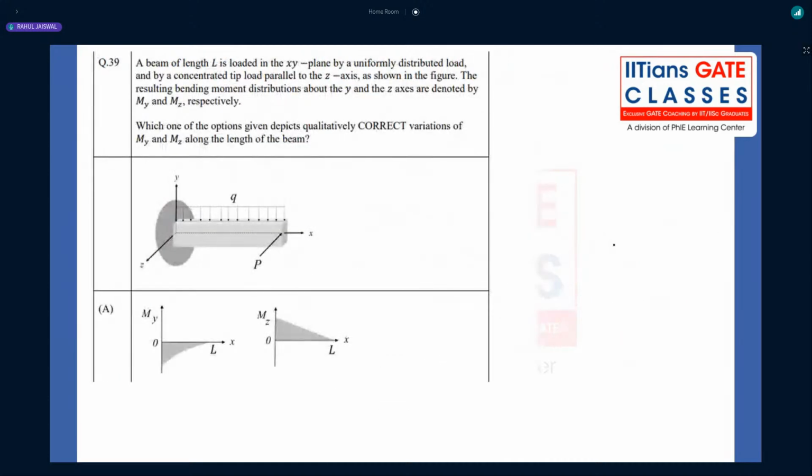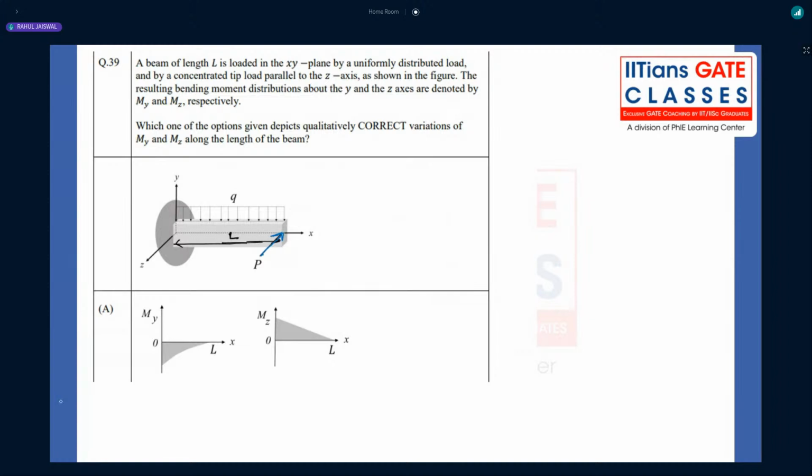Now when we move to the next question, in this particular question, what you can understand is that this is basically a beam of length L, which is loaded in the XY plane, and it is being applied with a uniformly distributed load, and there is a concentrated load which is going in the negative Z direction, like this, right? The resulting bending moment distributions about the y and z axes are shown in the figure by My and Mz, right?